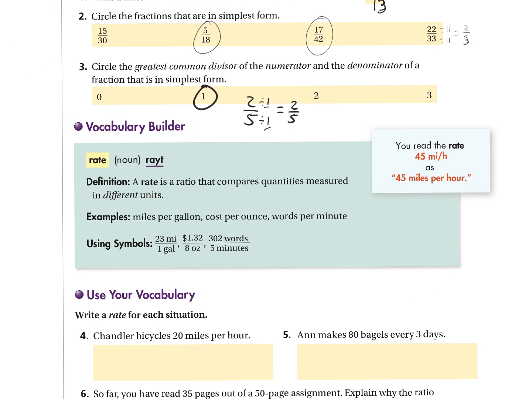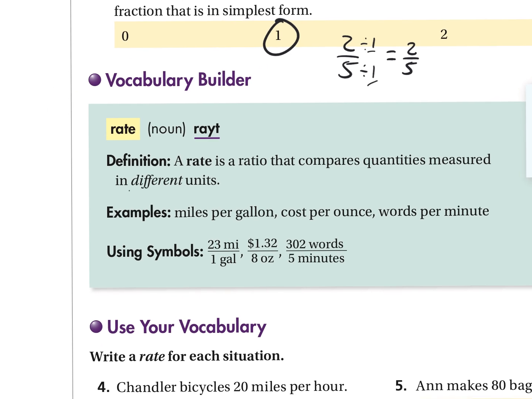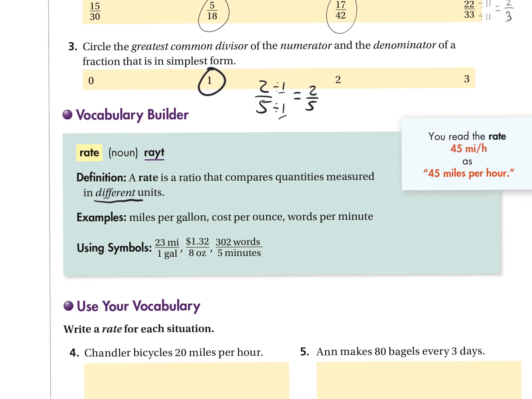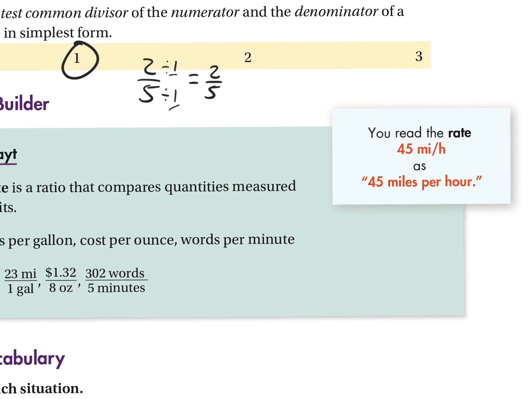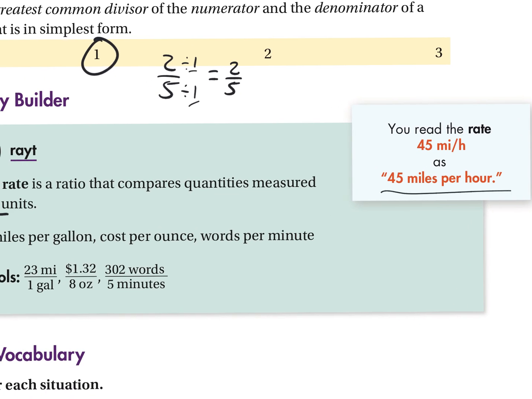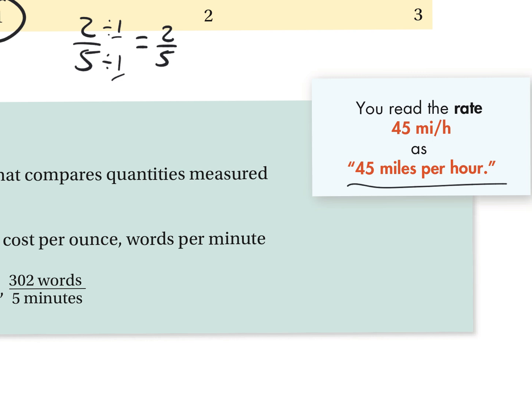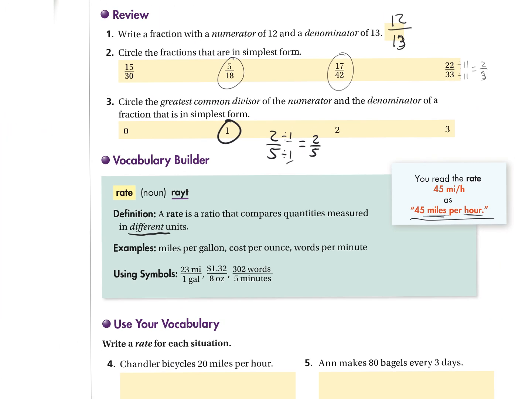You'll hear the word rate a lot in this lesson. A rate is a ratio that compares quantities measured in different units, right? This is the key thing that separates rates from any other kind of ratios. So we compare quantities in different units. For example, miles per hour. You maybe see this in a car on the speedometer. So 45 miles per hour, one of our units is miles and our other unit is hours. So we have distance and time. That's an example of a rate.